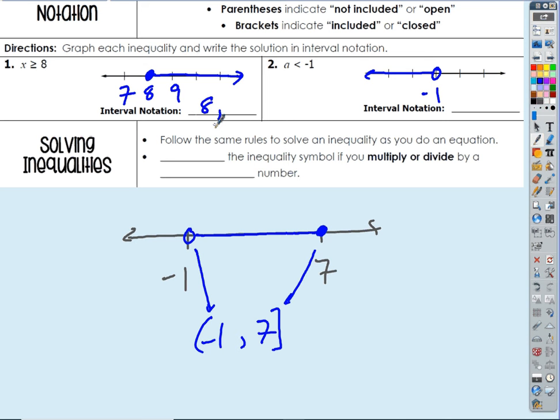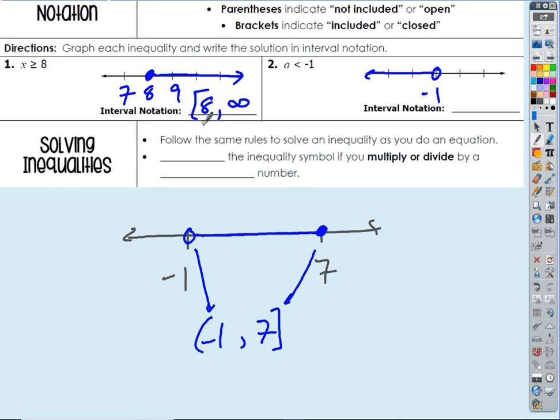But how do you think I could say it's going forever? Infinity, there you go, because this ray goes out forever, doesn't it? So that's what I would put. I'd put 8 comma infinity because there is no endpoint. Now, do I put a bracket or a rounded parenthesis for the 8? Bracket. Got to put a bracket.